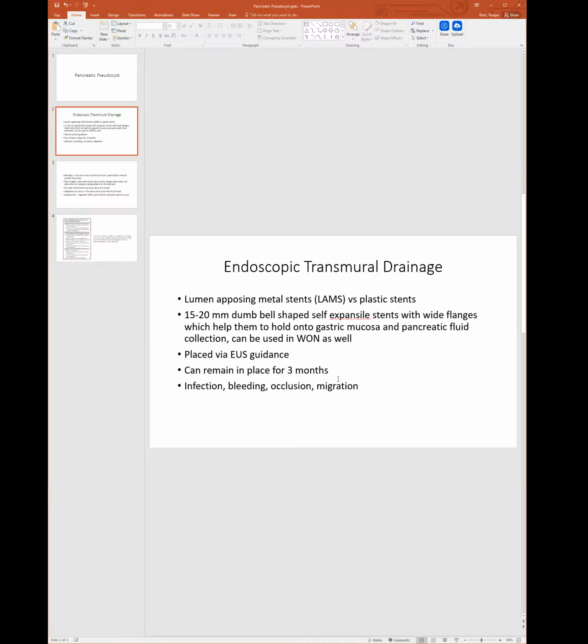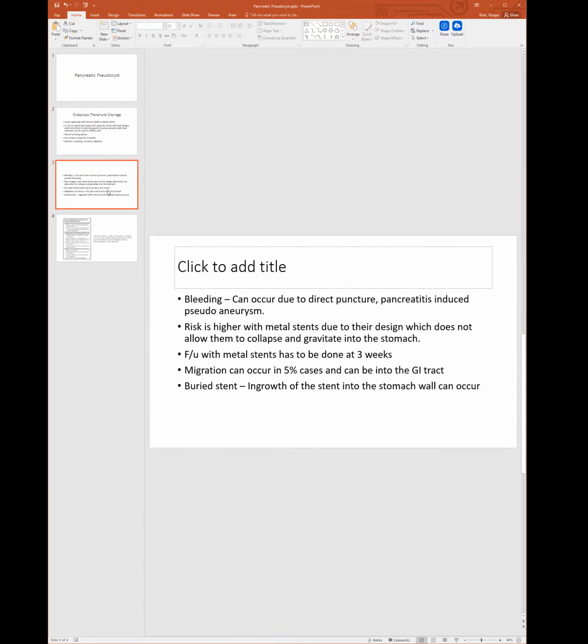And they can be removed. So is LAMS the generic term? Yes, LAMS is the generic. Axios is one type? Axios is the brand. I think that's the most common brand most places use. There's a nice Radiographics article which goes through this, and they call it LAMS as the generic term.